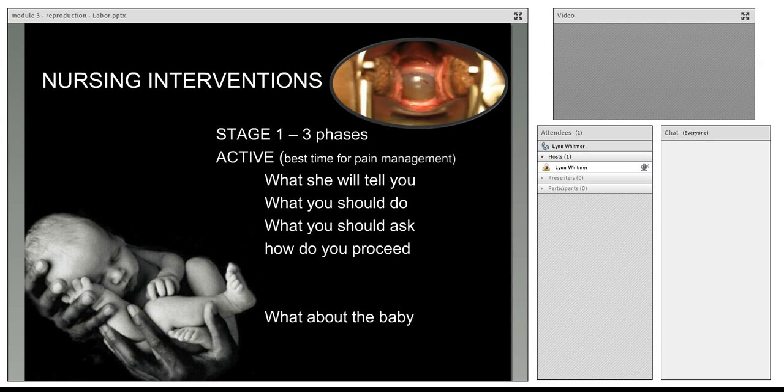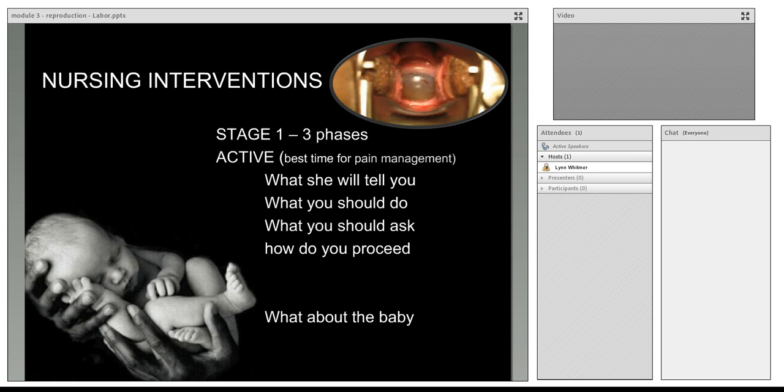What should you ask? Is your water broken? Do you feel like you have to pee? Let's change your position. What do you want for pain? And at this point they'll probably agree to just about anything, so you have to be careful. This is where we say we have very vulnerable patients.